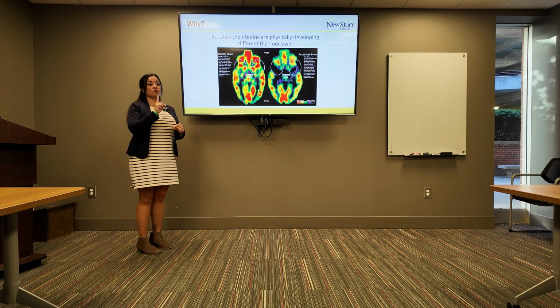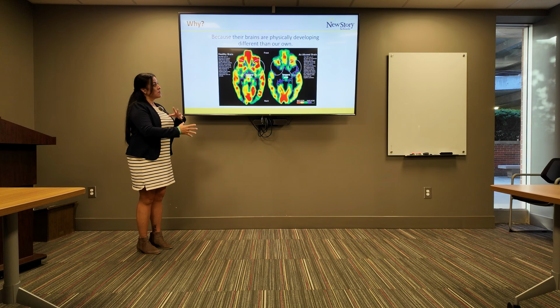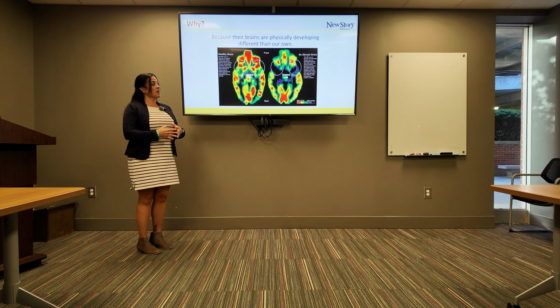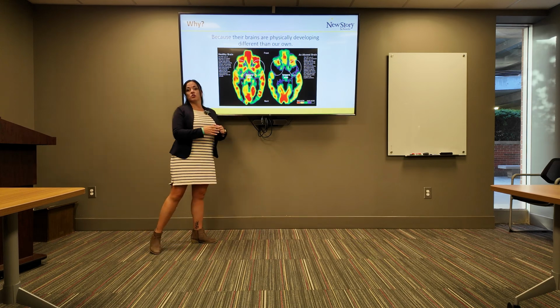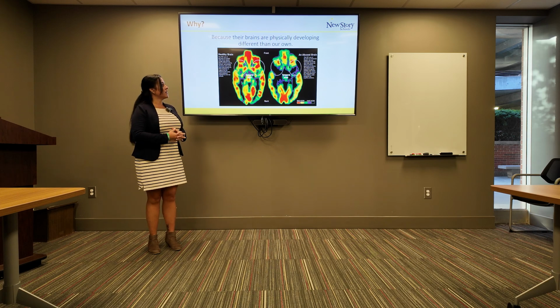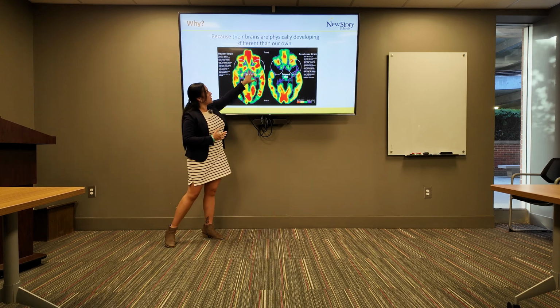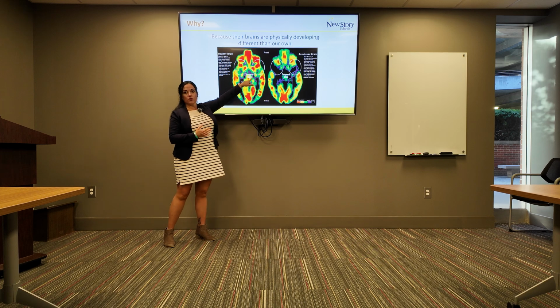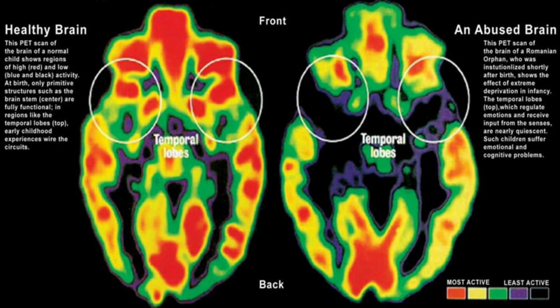Now keep in mind that red means a lot of activity is happening. And places where it's dark, you're going to see not much activity happening at all. You see a lot more activity going on in the temporal lobe area of the healthy developing brain. In the abused brain, you notice this area is much darker. There's not a lot of activity happening.